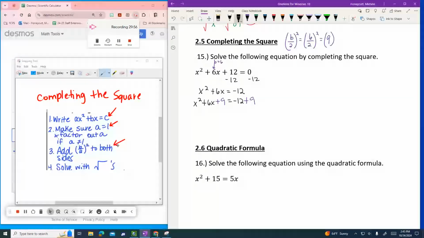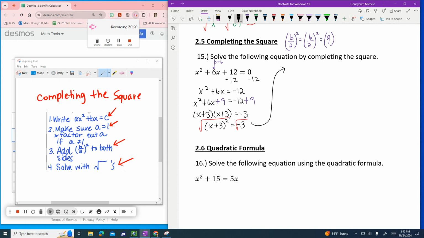I can factor the left side to be (x plus 3) times (x plus 3). The right side, negative 12 plus 9, is negative 3. (x plus 3) times (x plus 3) is the same as (x plus 3) quantity squared. Then to solve, I can solve with square roots, which means take the square root of both sides.